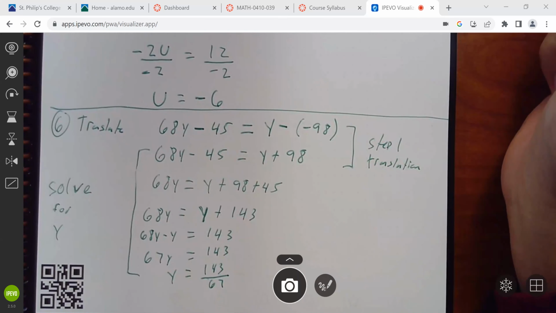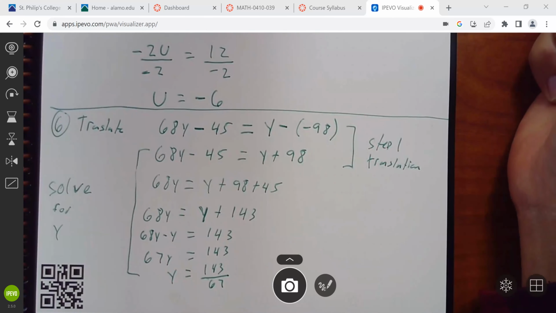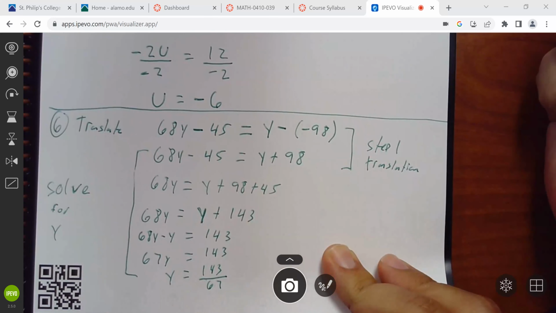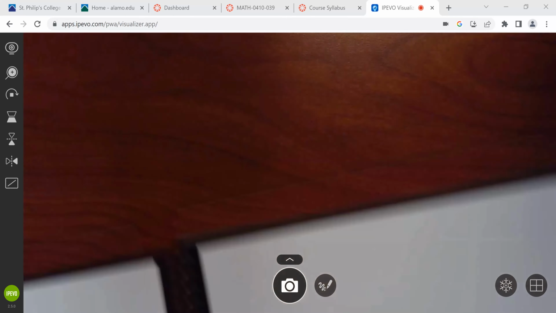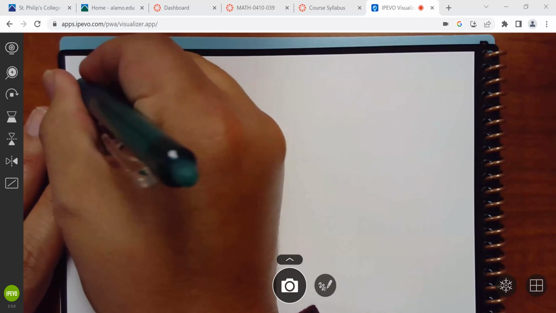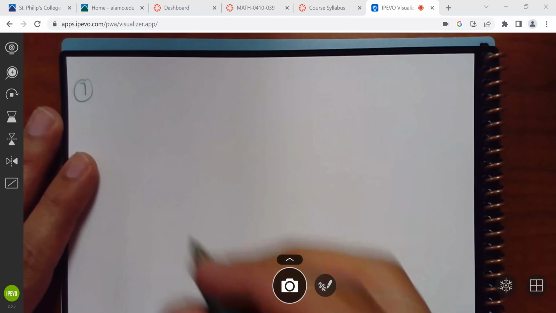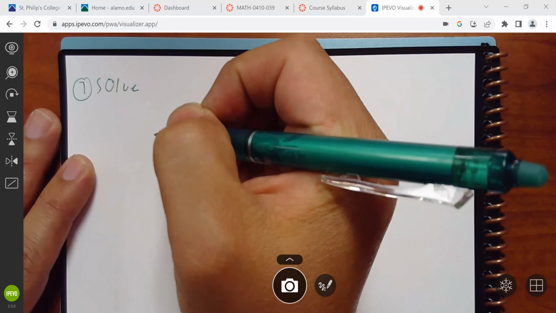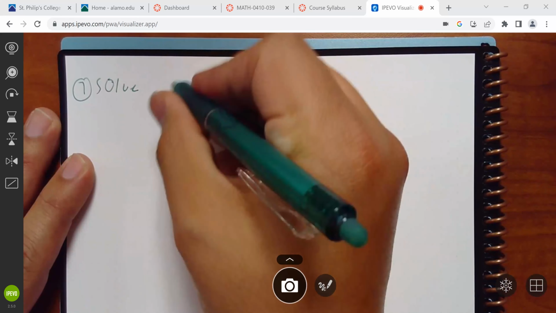Algebra formula for B. We did this last week. You get a formula, you want to solve for a specific piece. And in general, no number. It's cool, but turn the page. Solve for B.